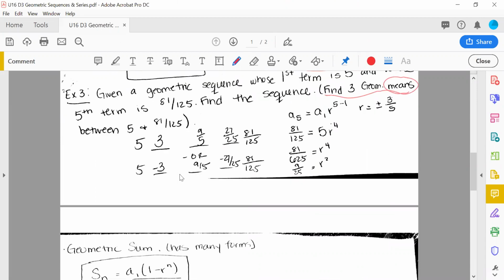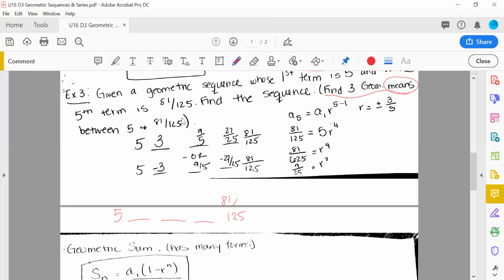Okay, so I know she did all this right here and showed all the work, but let me write this from scratch. So I have 5, and then I have dash, dash, dash. Those are the 3 means, and then 81 over 125. Basically I need to find the number to multiply by to find these 3 things. What is the number that you multiply by to get each of the terms? It's r. So when you find arithmetic means, you're looking for the letter d. When you are finding geometric means, you are looking for the letter r.